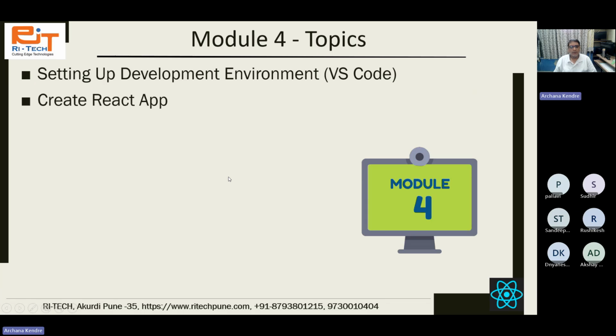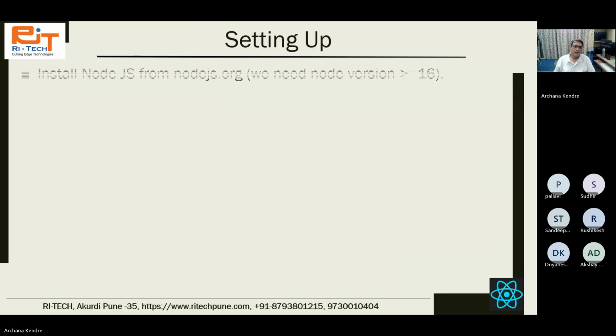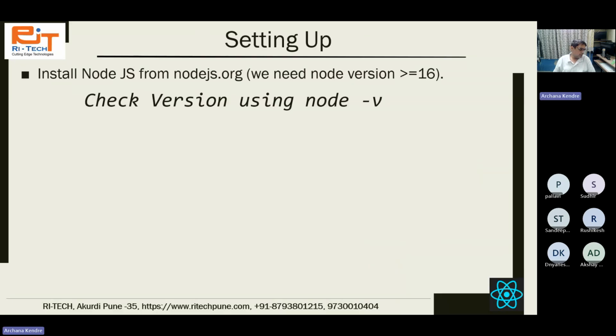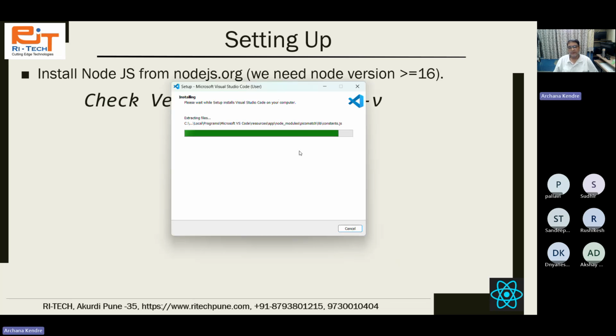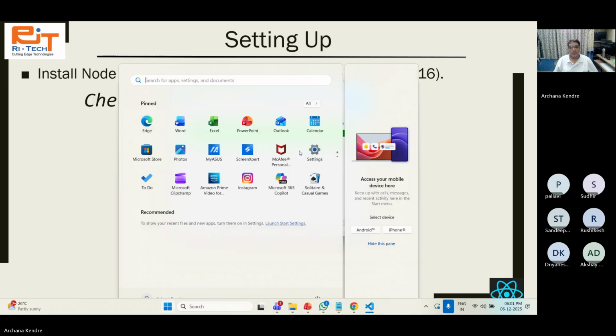Now beside this, what you need is Node.js. So you need to install Node.js. Right. So beside Visual Studio Code, you need Node.js. Now to install Node.js, we'll go to Chrome again.